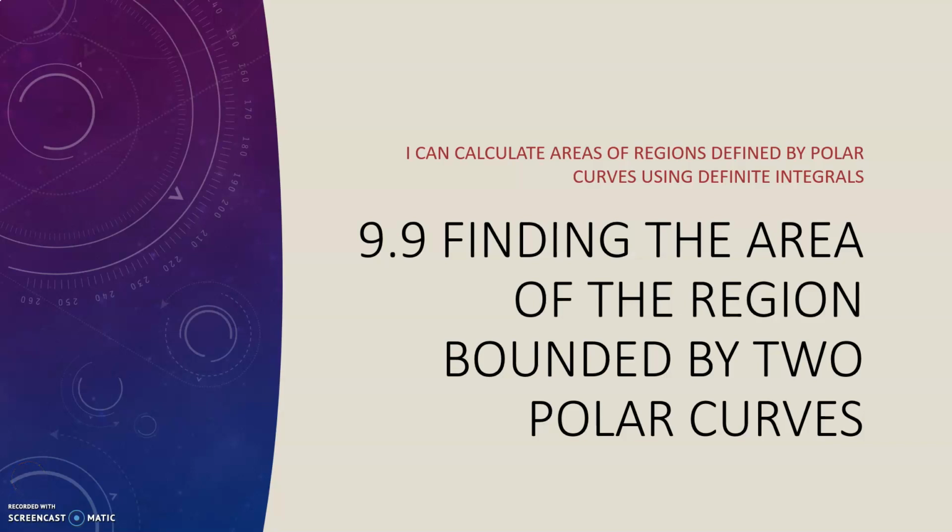The last section in chapter 9 is about what to do when you have two polar curves and you're trying to find the area bounded by those two curves.